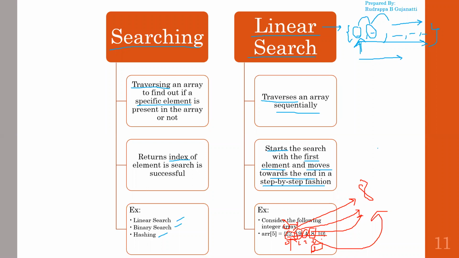If the element is not present, suppose you are searching for 9, it will repeat the same procedure. It will come up to this point, where 8 is compared with 9. It is not equal, so the index is incremented. 10 is the last element in the array. 10 is compared with 9, and it is not equal. Therefore, you identify that the element 9 is not present in the array, or the search is unsuccessful. This is how the linear search goes on.